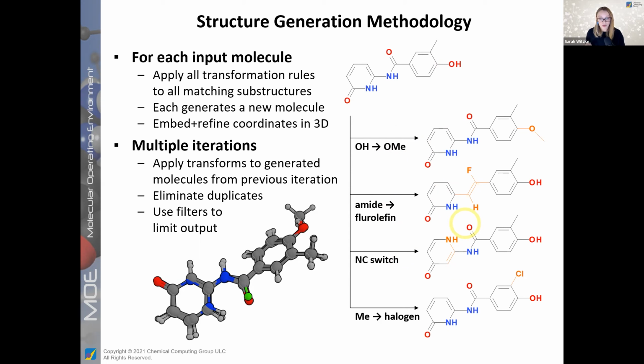Then if we allow multiple transformations, we take each of these 4 molecules and we run the same rules on them once more. You might notice that you can get the same molecules. So say you do transformation 1 and then transformation 2, it will give you the same molecule as if you did transformation 2 and then transformation 1. But of course, you will eliminate those duplicates for you. You don't have to worry about looking at the same compounds multiple times. And at the same time, we will, of course, use all our filters to limit the output so that we only get out reasonable molecules at the end of the calculation.